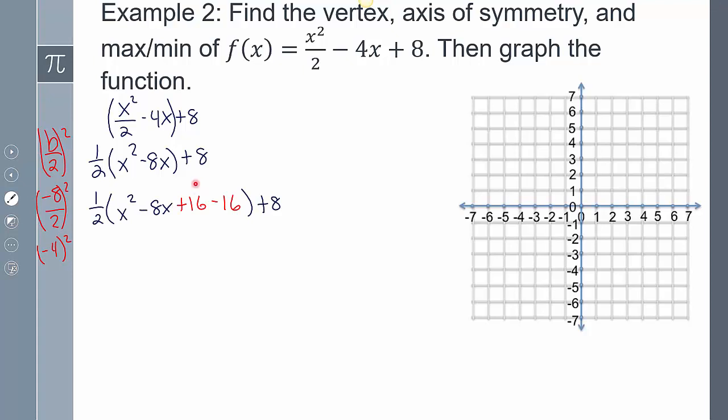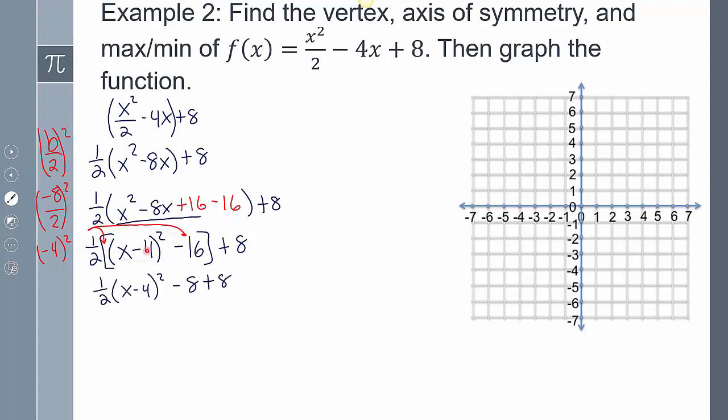Now using the shortcut, this factors, and it'll factor into this x minus 4. That minus 16 is still there, and I still have this plus 8. All I did was change my parentheses into brackets to make it easier to visualize. Now I have to distribute this 1/2 to both of these. So 1/2 times this is just 1/2 times x minus 4 squared. 1/2 times negative 16 is negative 8. And so now this negative 8 and this positive 8, they add together and they disappear into 0. So now I just have this 1/2 times x minus 4 squared.